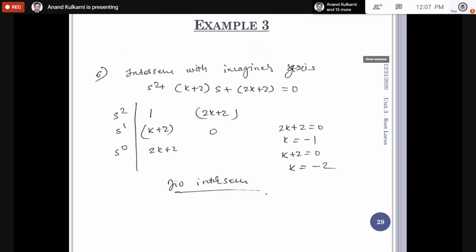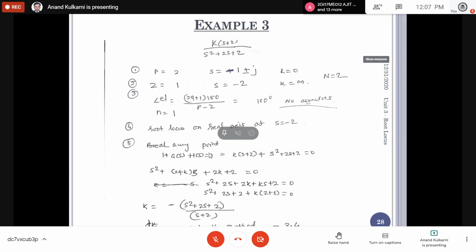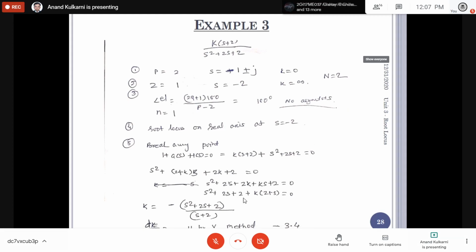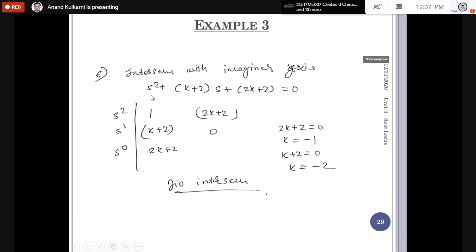Then intersection with the imaginary axis. If you want to find out the next rule, that is intersection with the imaginary axis, the same previous equation we have taken, 1 plus g of s h of s equal to 0, and separated in terms in the order of s, that is s square plus 2s plus 2, and separated in the order of s, that is s square plus k plus 2 into s plus 2k plus 2 is equal to 0.